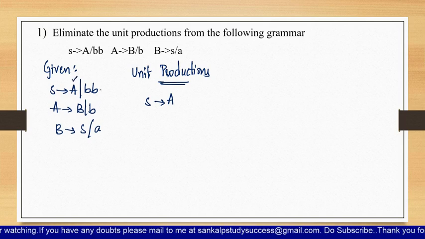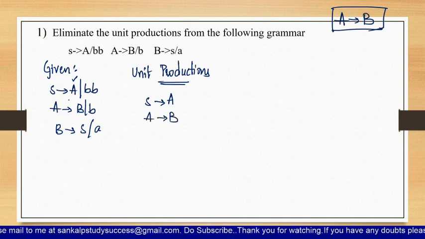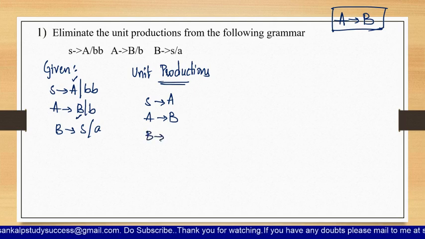This small bb is not a unit production because at the RHS you are not going to have any one non-terminal. So only it should be in the form of A tends to capital B. Then only we are going to take it as a unit production. So S tends to capital A is a unit production. Then A tends to capital B is one more unit production which you have, and small b is not a non-terminal, so we are not going to take it. Capital B tends to S is another unit production, where this A we are not going to consider because it is not a non-terminal. So these are the unit productions which we have.